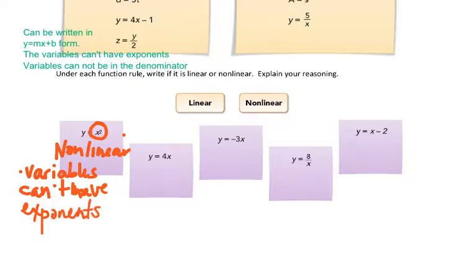Alright, the second one, y equals 4x. If I add on a 0, that's the same thing. So that's in y equals mx plus b form, so this one is linear. The next one is the same thing. I could add a 0 there. So it's y equals mx plus b, so this is linear.